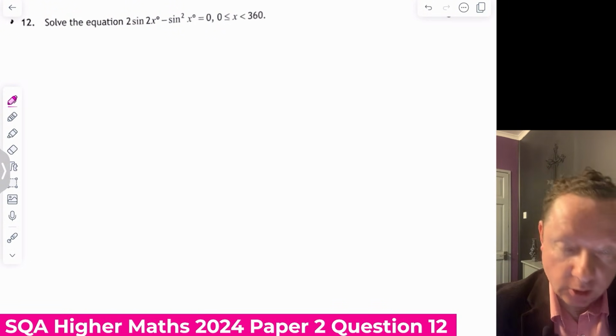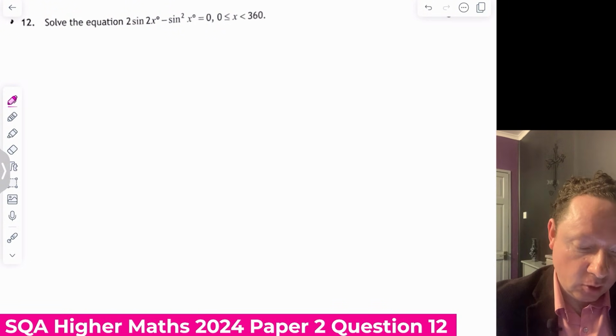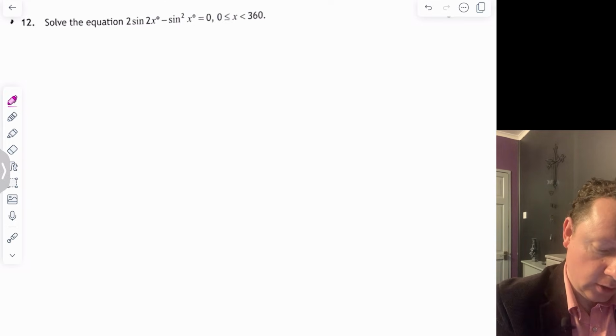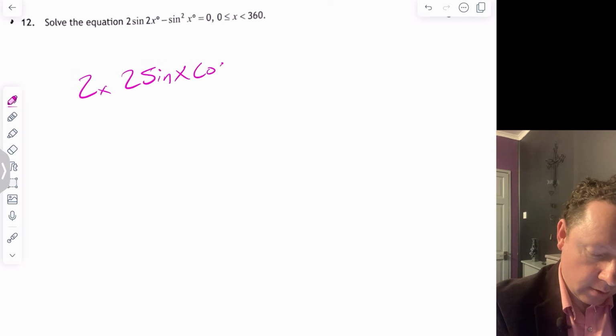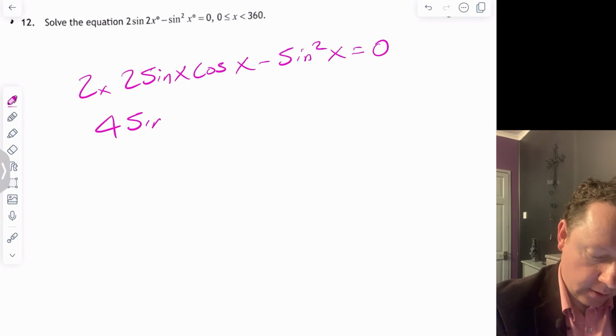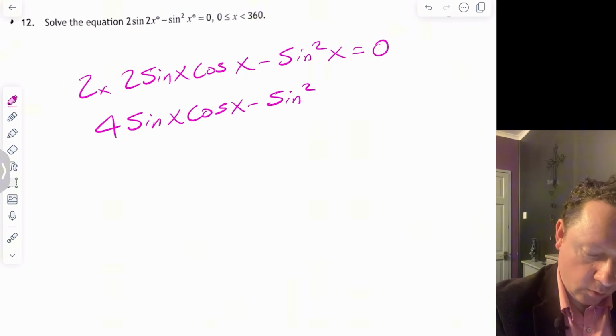Solve the equation, which is a trig equation: 2 sine 2x minus sine squared x equals 0. Let's expand that. It's 2 times 2 sine x cos x minus sine squared x equals 0. So that's 4 sine x cos x minus sine squared x equals 0.